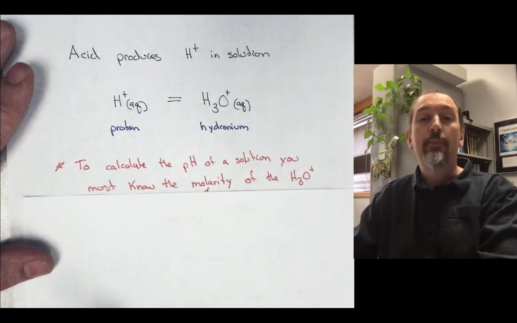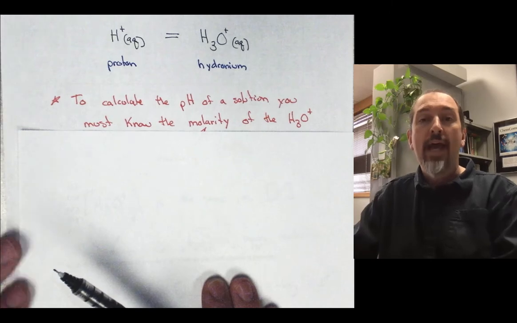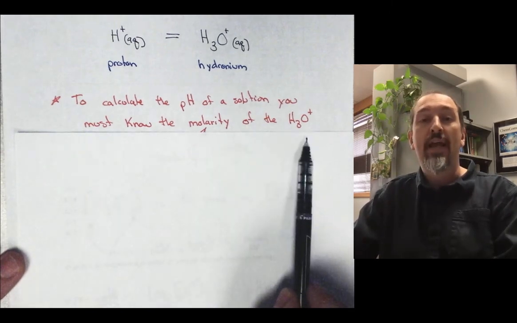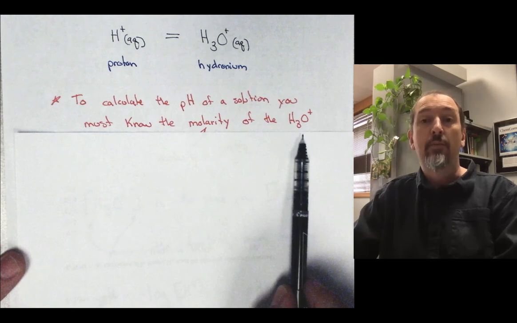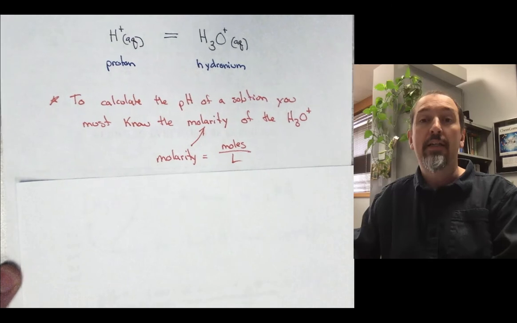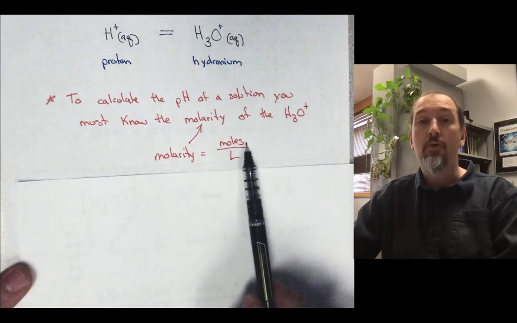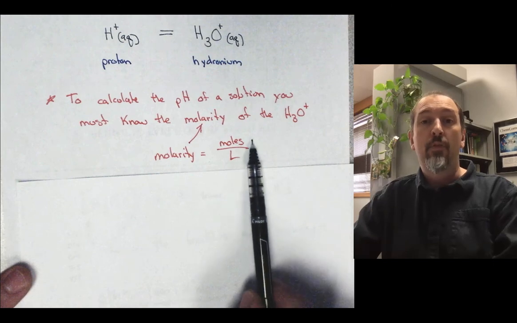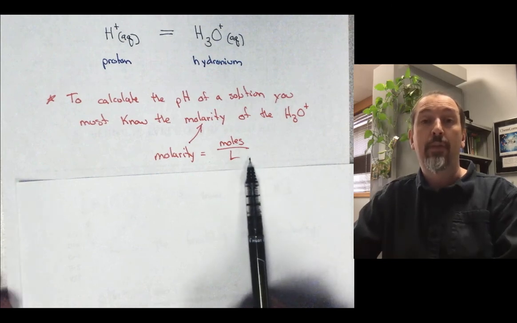To calculate the pH of a solution, we have to know what the molarity of the acid concentration is. So the molarity of the protons or the hydroniums, and as a reminder, molarity is calculated as the moles of the solute divided by the liters of solution. So the moles of protons or hydroniums divided by the liters of solution.